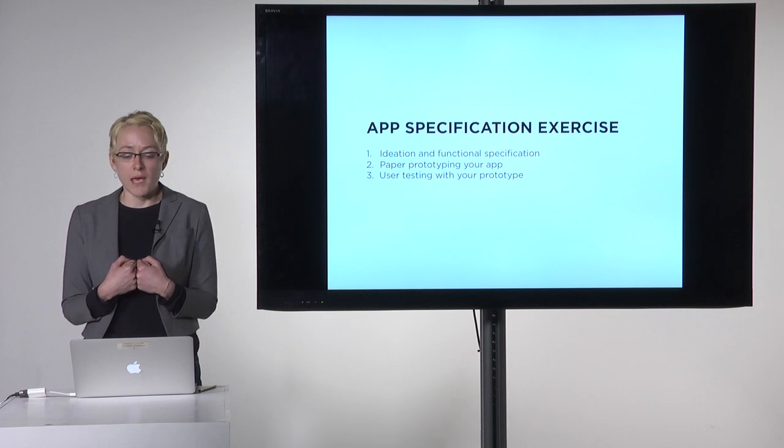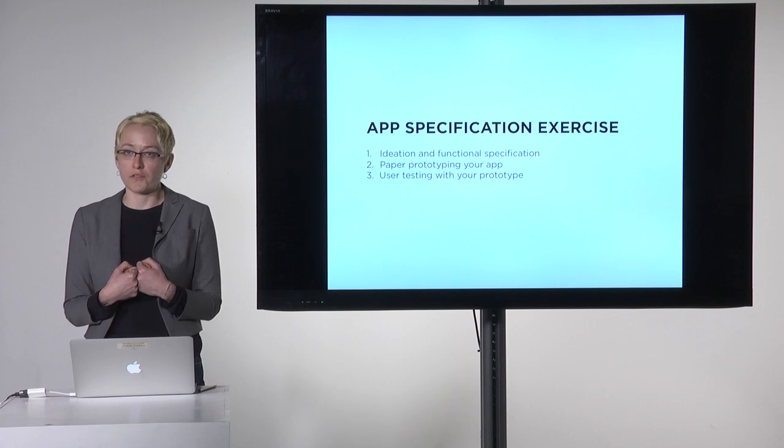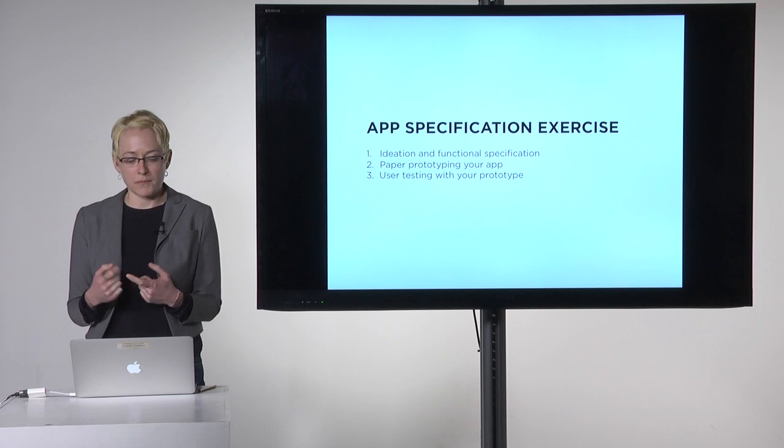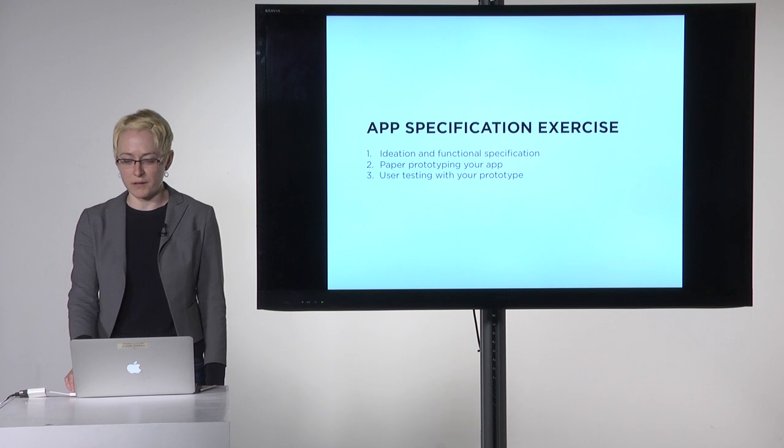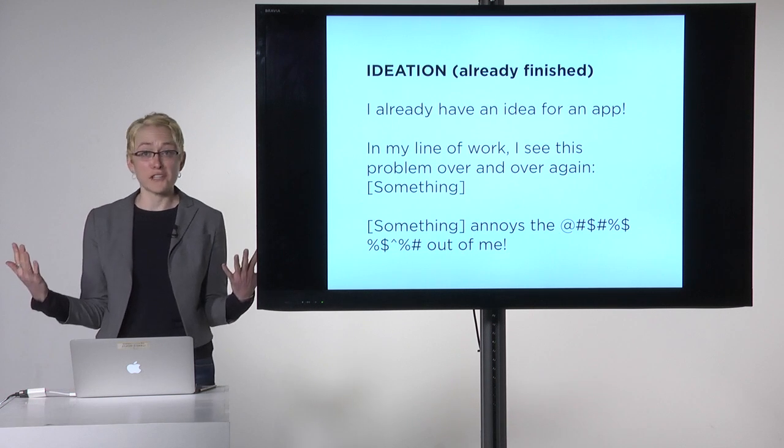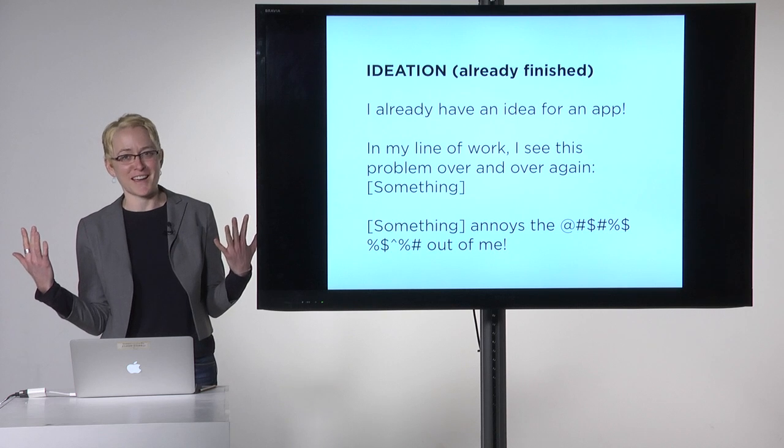So this app specification exercise is actually 3 videos. This video is going to cover ideation and functional specification. The second one is going to cover paper prototyping your app. And then the third one is going to handle user testing with your prototype. So let's get started. Hey, congratulations. You already finished with your ideation.